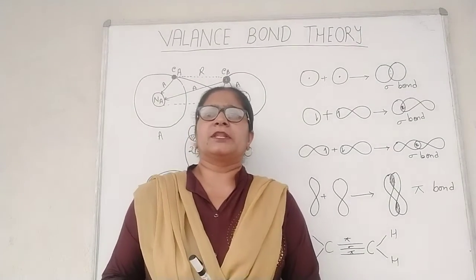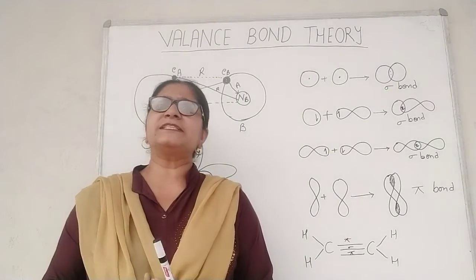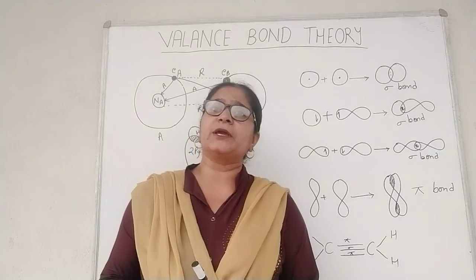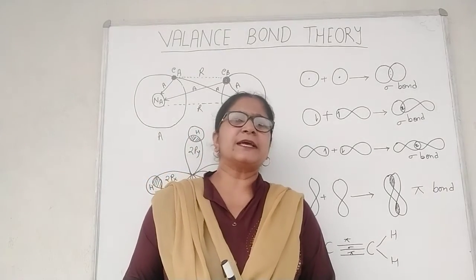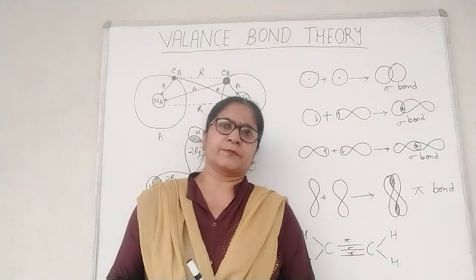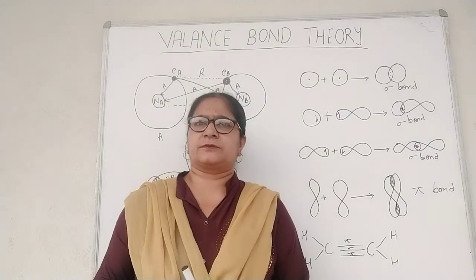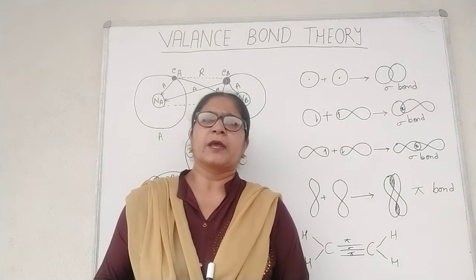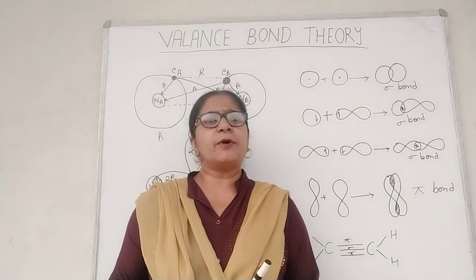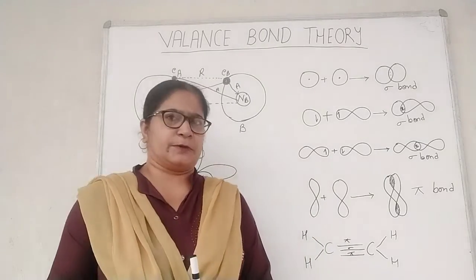However, VBT fails to determine the actual shapes of polyatomic molecules such as methane, ammonia and water, which are tetrahedral, pyramidal and bent respectively. Let us explain the above limitation by considering the methane molecule.